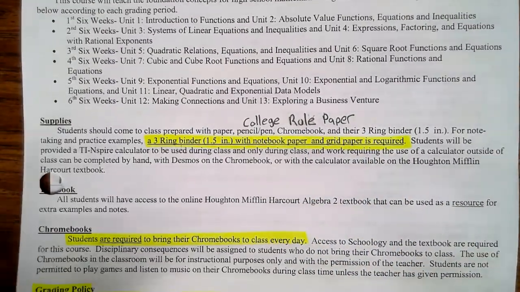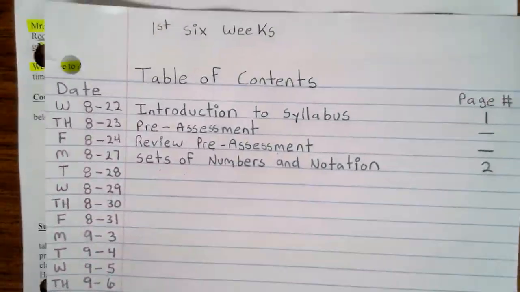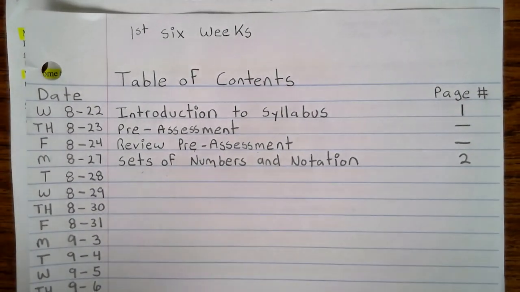The reason is you're going to create your journal throughout the year, okay? And that journal is going to have a table of contents, and this table of contents and all your papers are going to be in the journal, excluding assignments. In your journal, you're only going to have your notes and examples, okay? So let's stop here and go ahead and create your table of contents.